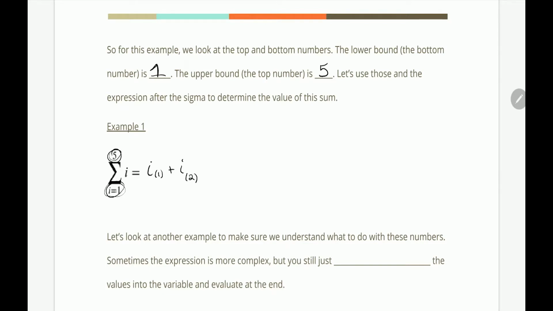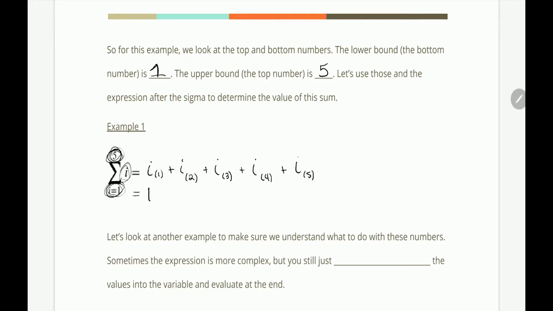We're just going to keep going from 1 all the way up until we get to the number on top, the number 5. We're going to replace this i here with number 3, this i here with number 4, and lastly, this i here with number 5. So we just copy this over and over. We start at the number on the bottom, 1, and keep going up until we hit the number on top, 5. We're literally just replacing the variable i with this number.